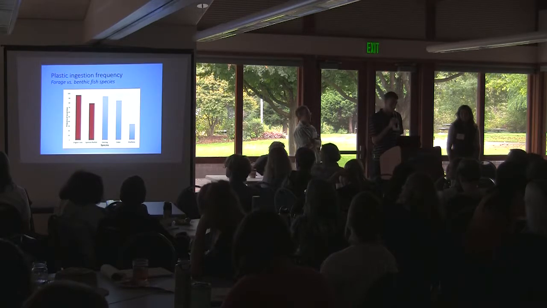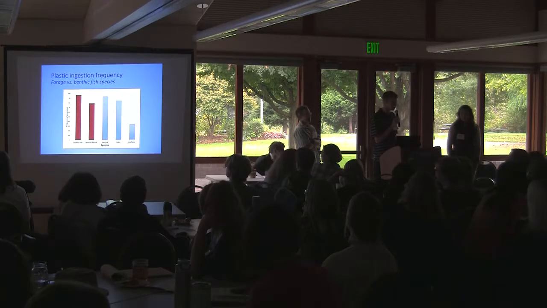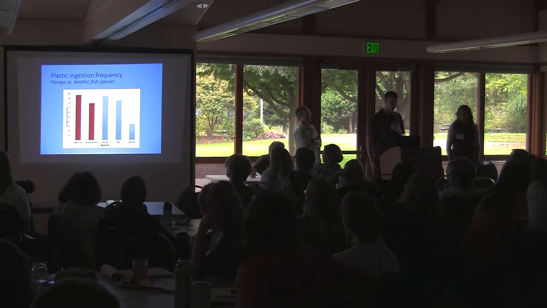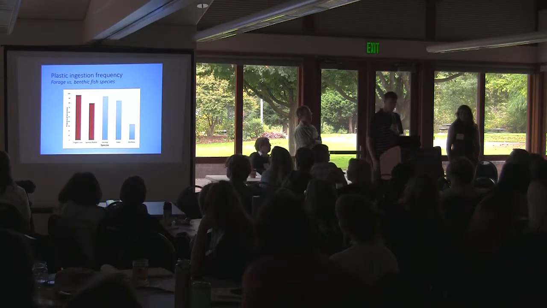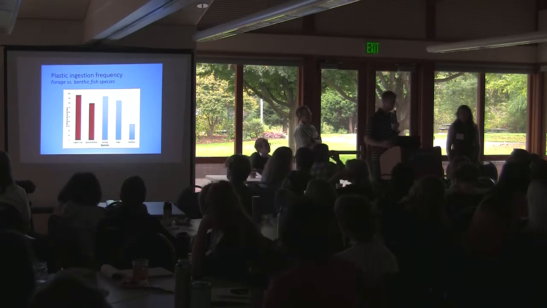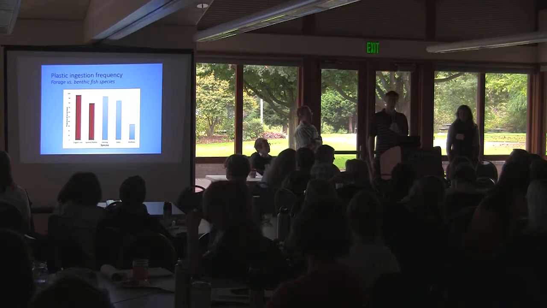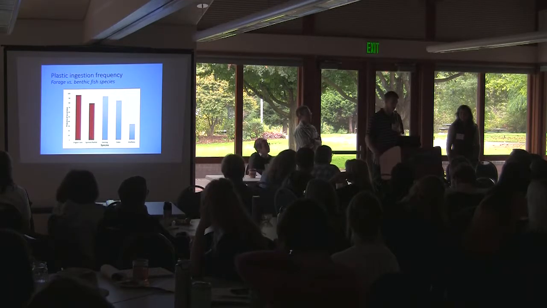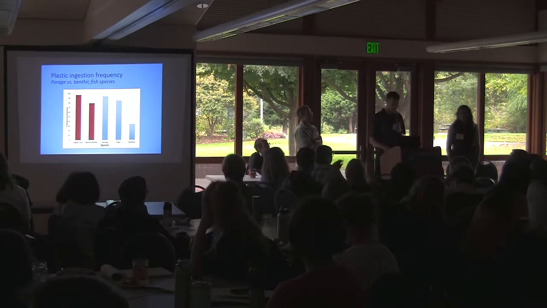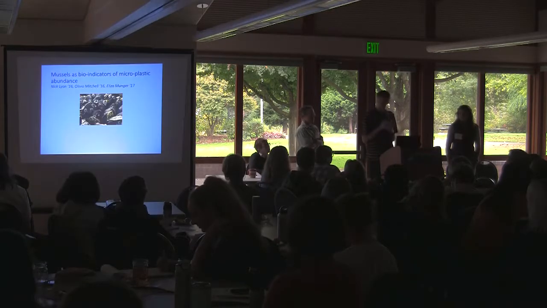So then I compared this to the data that Robyn got. This is frequency of occurrence. So the benthic fish are in red, pelagic are in blue. And you can see it's pretty similar throughout the watershed. There wasn't any significance, but I think it's really important to realize that this isn't just a surface level problem, that benthic organisms are also affected by plastics. So I'll hand it back to Peter.